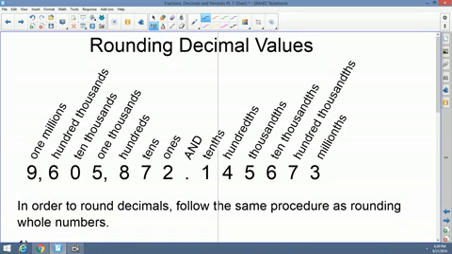Okay, place value not only works for whole numbers, but it also works for decimals. So the 9 is in the 1 million spot, so that's why it's 9 million. 6 is in the 100,000s. Okay, notice that it's thousands with an S at the end. So that's 9,605,000. 6 is in the 100,000s, 0 is in the 10,000s, 5 is in the 1,000s. 8 is in the hundreds, 7 in the tens, and 2 in the ones.